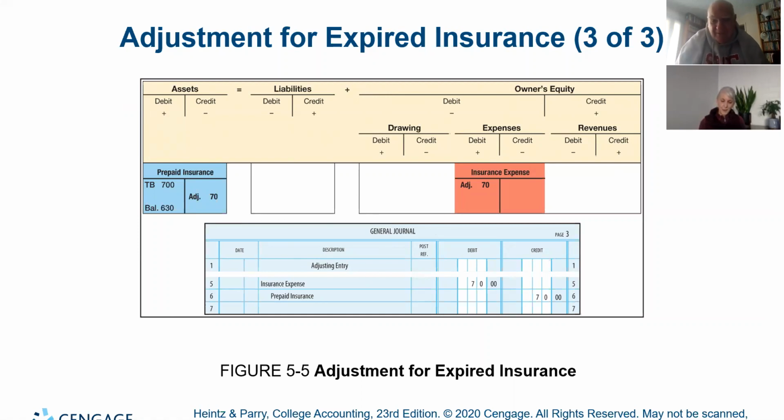Okay. Insurance expense debited, prepaid. And guess what we're going to do here, Lori? What are we going to do in the next month? Adjust another 70? Yeah, exactly. So this is going to go down to 630 and then 560, 490, etc. And the expense at the end of the year, adding up all the months, will be the 700.